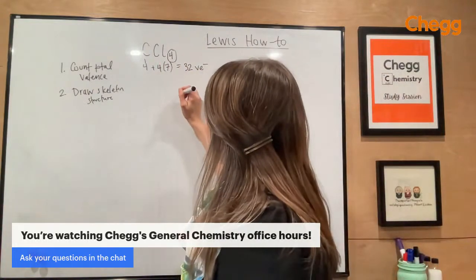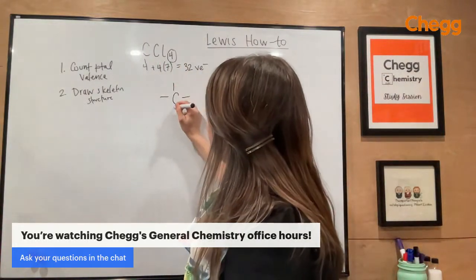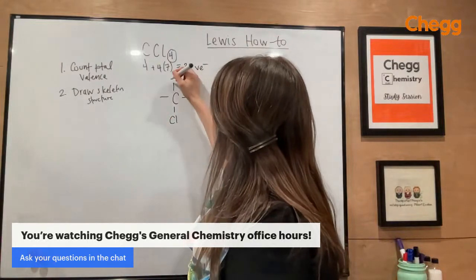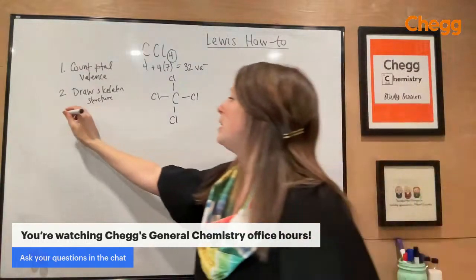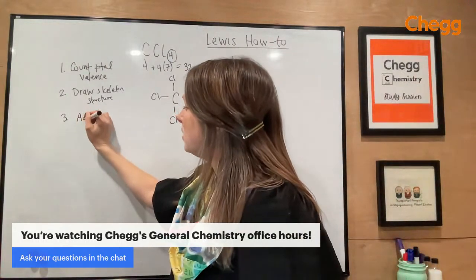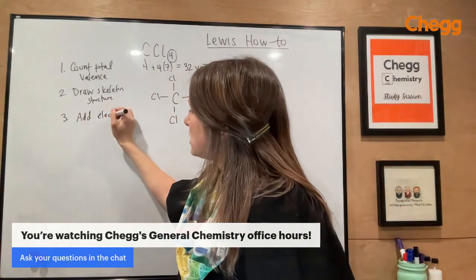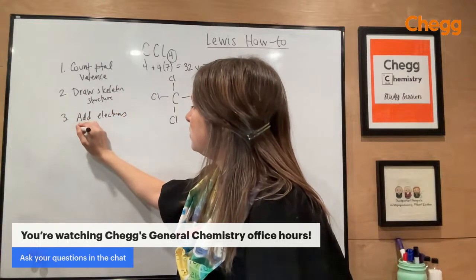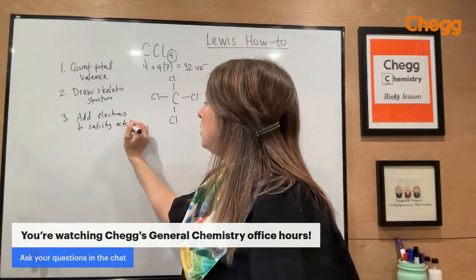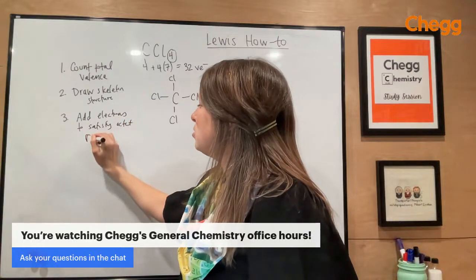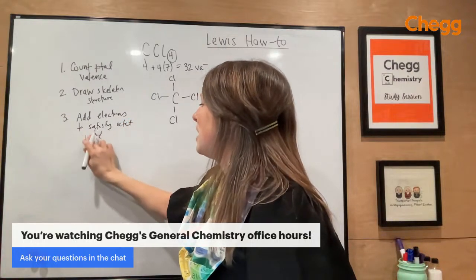So we're going to go ahead and draw carbon. We're going to connect 4 atoms of chlorine. And then we're going to move on to the next step. So now we're going to add electrons to satisfy octet rule. All right, and you're like, Corinne, that sounds really fancy. What is the octet rule?